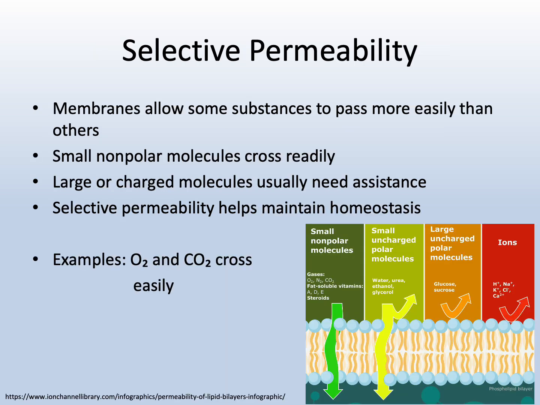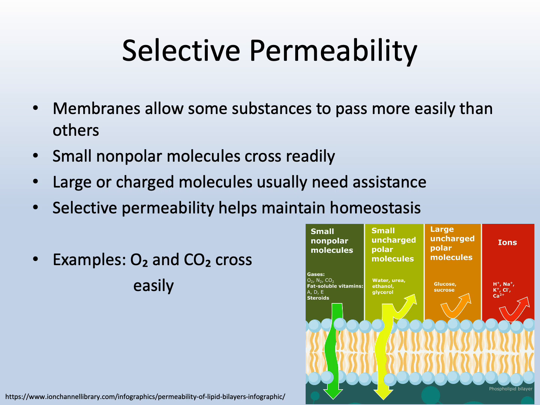One of the most important properties of the cell membrane is selective permeability. Selective permeability means that the membrane allows some substances to pass through more easily than others. In other words, the membrane is picky about what gets in and what gets out. Small nonpolar molecules such as oxygen and carbon dioxide can move directly through the phospholipid bilayer with little difficulty. These molecules are small enough and interact well enough with the membrane's interior to pass through easily.